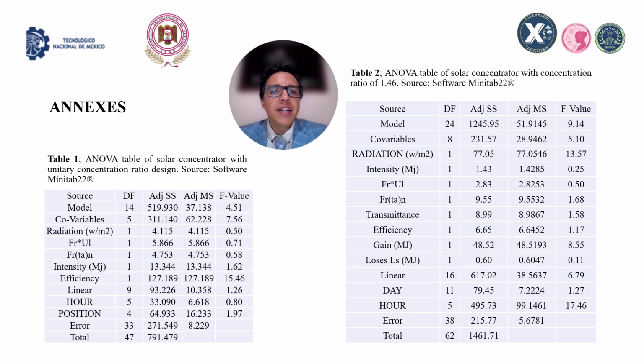Here are the ANOVA tables of both concentrators. At the left side, the ANOVA table for concentrator of unitary radio of concentration, and at the right side, the ANOVA table for concentrator of 1.46. That is the data gathered for the statistical observational analysis.